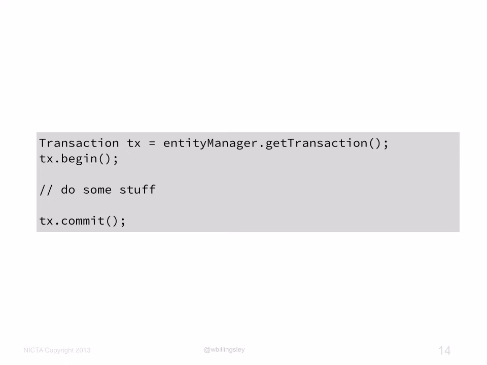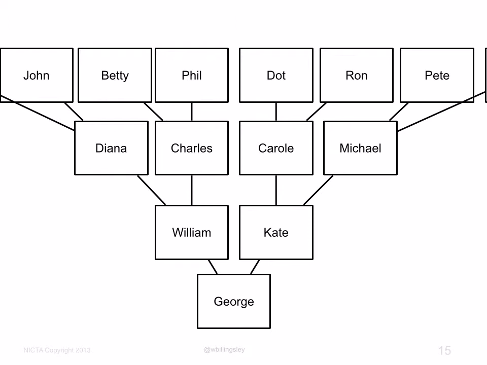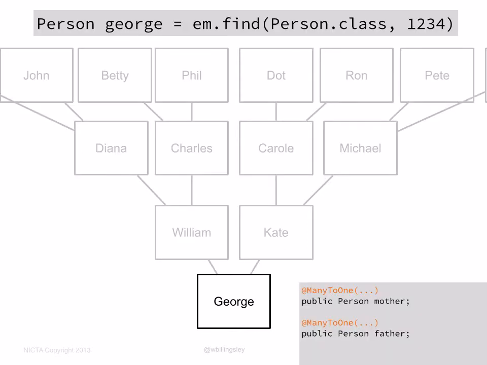Now, the difference between how the data is represented in memory and how it's represented in the database is an interesting aspect of JPA, and it means that it needs to use something called a proxy pattern. So here we have the family tree of George, and George has a many-to-one reference to mother and father, and those are also people, so they have many-to-one references to mother and father. And we're going to consider what happens when we go George is entity-manager.find person.class 1234.